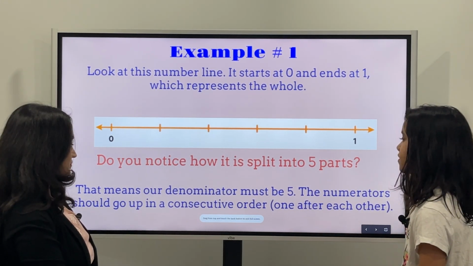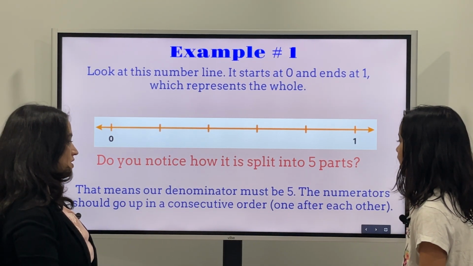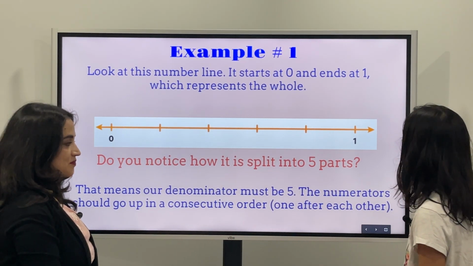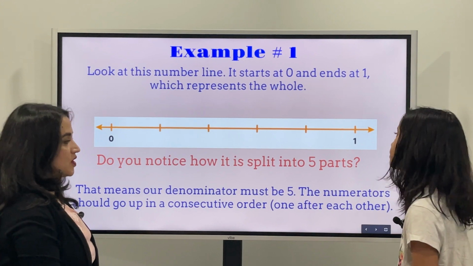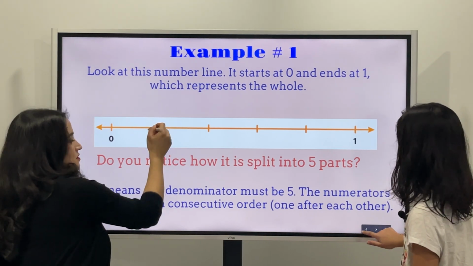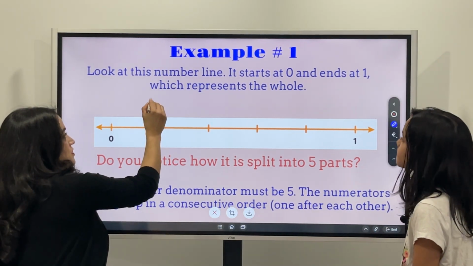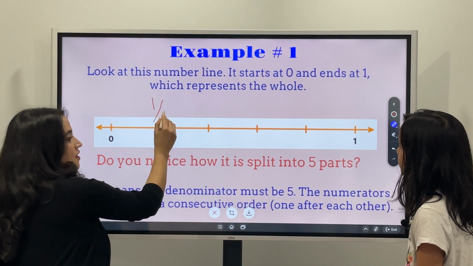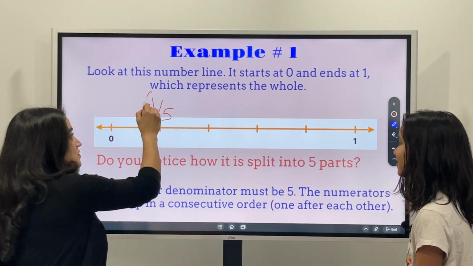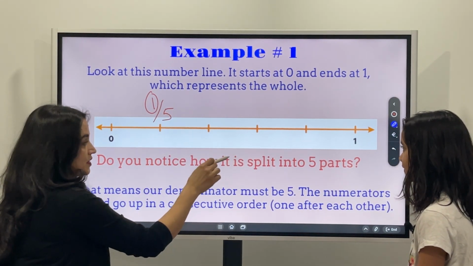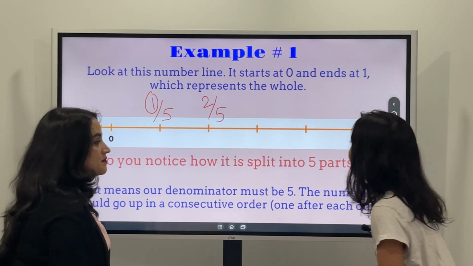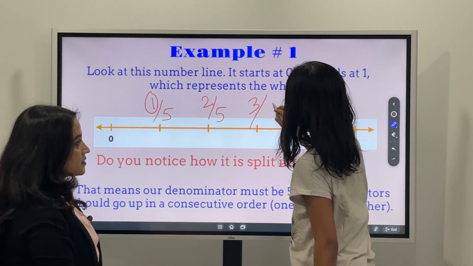The numerators should go up in consecutive order, one after each other. So for example, if we want 1 part, what will this be, Leena? That will be 1 by 5. The numerator is 1, and the denominator is the total, 5. Then this will be 2 by 5, and then the rest, 3 by 5.